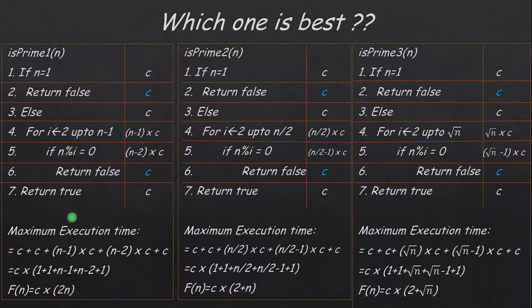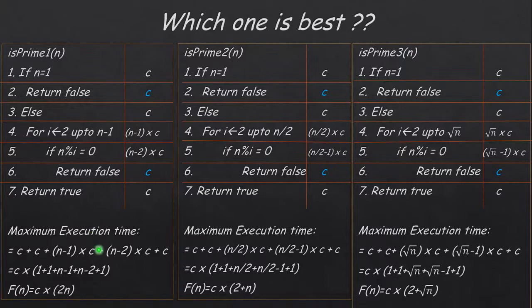I want to calculate the maximum execution time. So it is C plus C. This C denotes the first line. It will take C milliseconds. This C is for line number 3. This n minus 1 into C is for line number 4. This n minus 2 into C is for line number 5. And this last C is for line number 7.